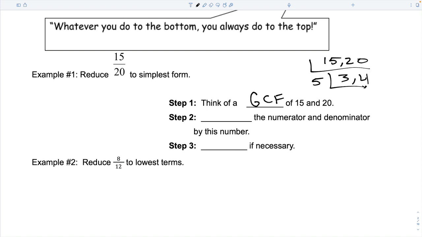Here's why. When you get the GCF, I'm now going to divide the numerator and the denominator by the GCF. Take 15 over 20, and I'm dividing it by the GCF. What was the GCF, Juliet? What was it? 5. Okay, so put 5 over 5.